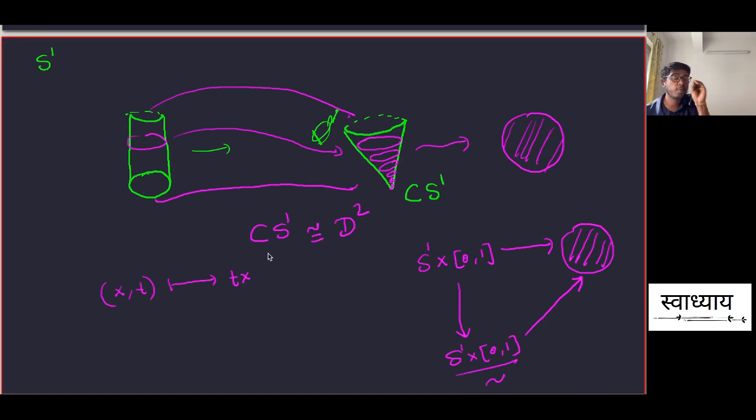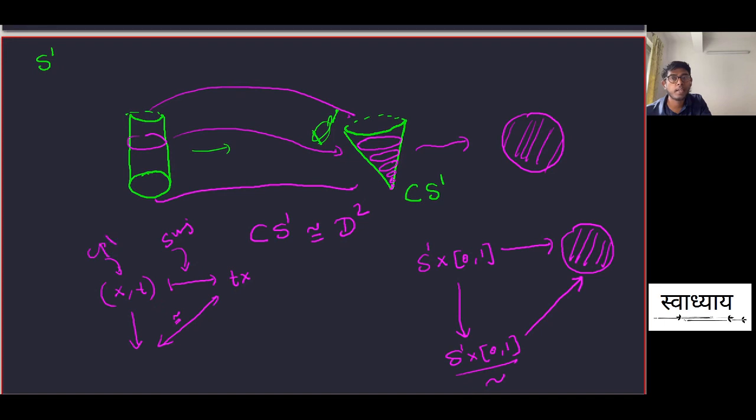So all these points become one point. This will give me a well-defined map between these two, and that will induce a homeomorphism also. And what is this? This is a continuous surjective map.